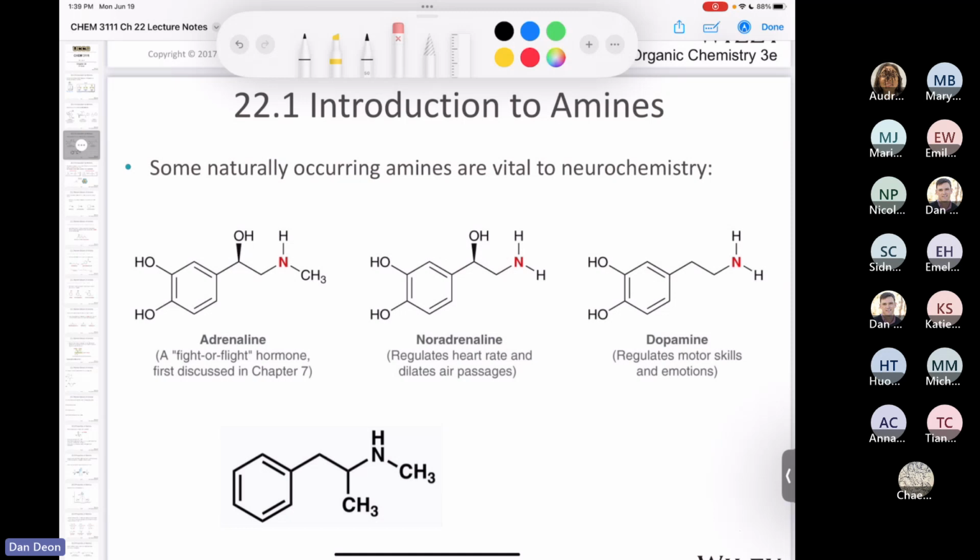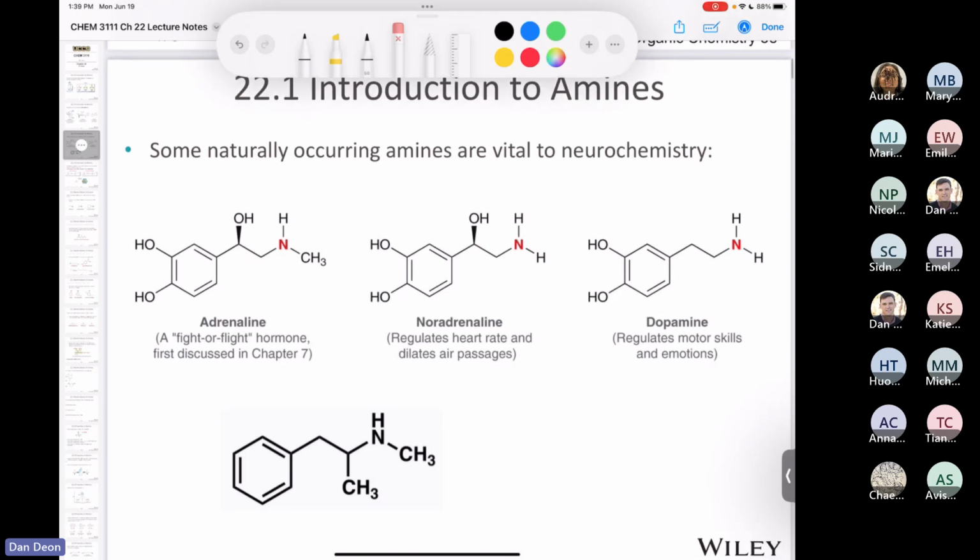And if you're wondering about dopamine, I think we talked about dopamine earlier on in the class, and why can't you just give a person dopamine? That would make you feel a lot better. Well, the reason why is because it can't cross the blood-brain barrier. Anyhow, I won't go into too much detail on that. And then, of course, you've got this compound here. This is methamphetamine.